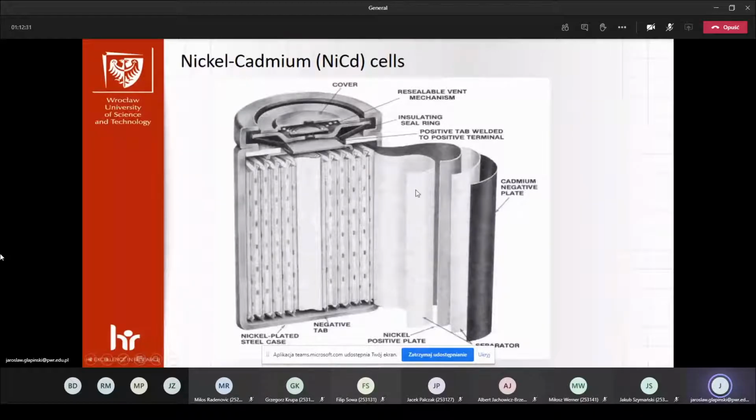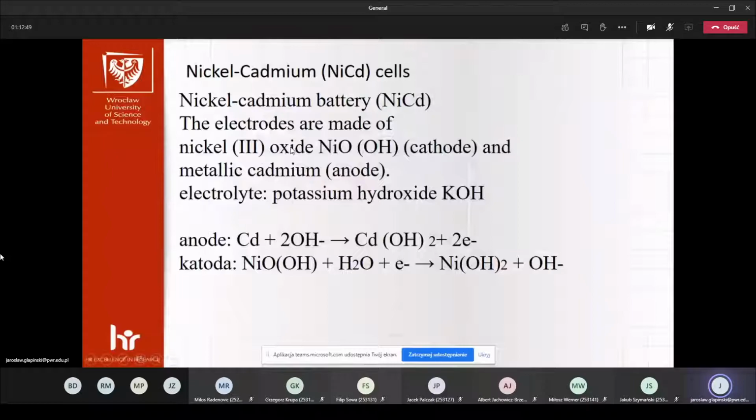Okay, so in this solution, we've got something like an accumulator, a simple battery, which can reverse the process, and we can charge it. Okay, so this is the chemical reaction. As we can see, we lose ions of the cadmium, and they are put on the nickel. But, as I said, we can reverse the process.